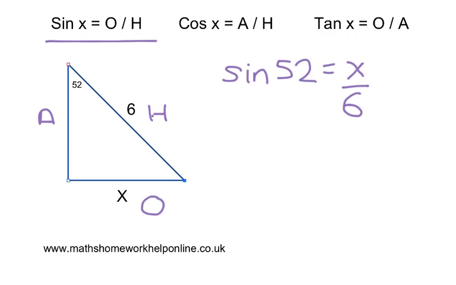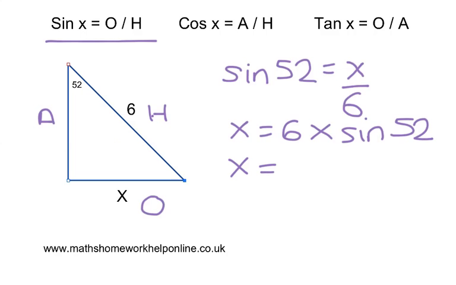And when we rearrange that, because 6 is on the bottom, it's divided by 6. Therefore, when we move it to the opposite side, it becomes times. So therefore, we can rewrite this as x is equal to 6 times by sine 52. Okay, and when we put that into a calculator, we get that x is equal to 4.7 to 1 decimal place.